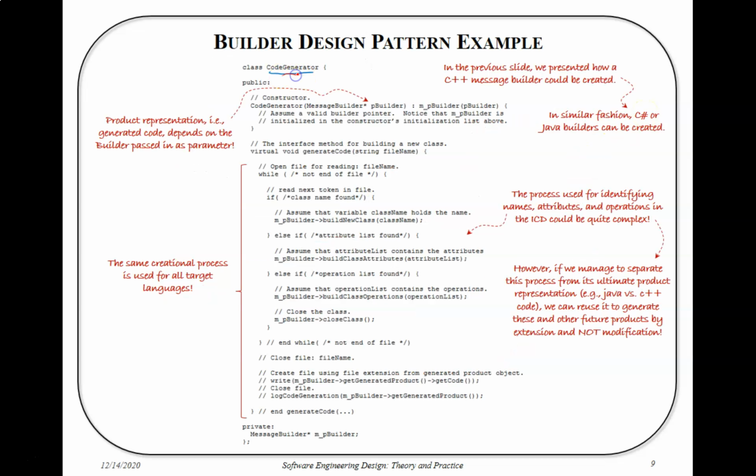So this is the code generator. It is associated with the message builder. The message builder, the builder here, is an interface. So when you see the code, you don't know whether the builder belongs to the CPP builder or the Java builder, because it will be supplied during runtime. During compile time, we cannot see. That's why this code is stable, and we don't have to change the code here. The same creational process is used for all target languages, so it complies with open for extension and closed for modification.